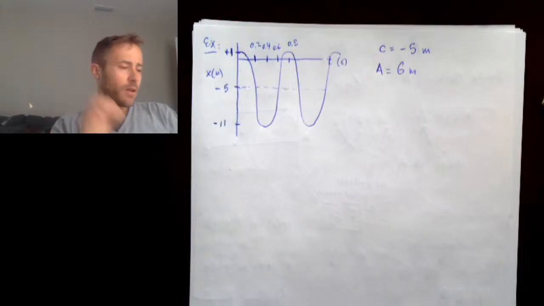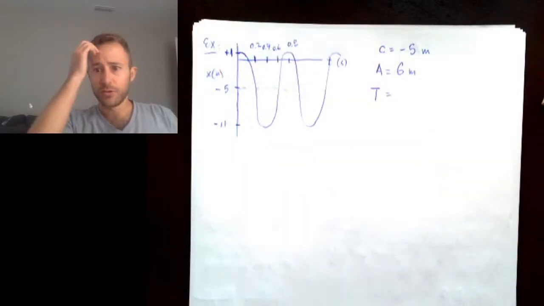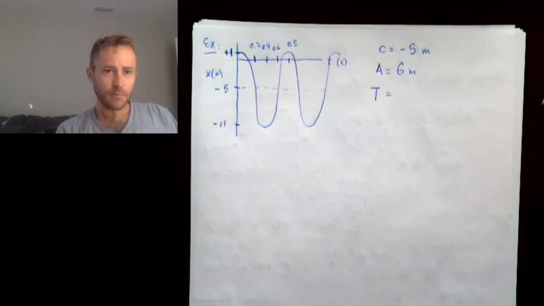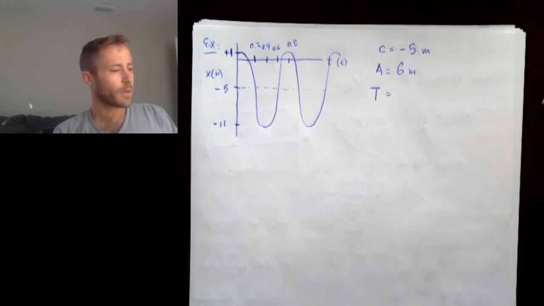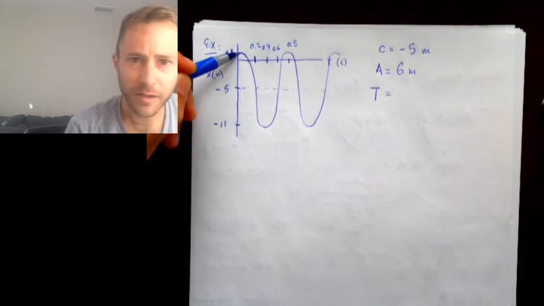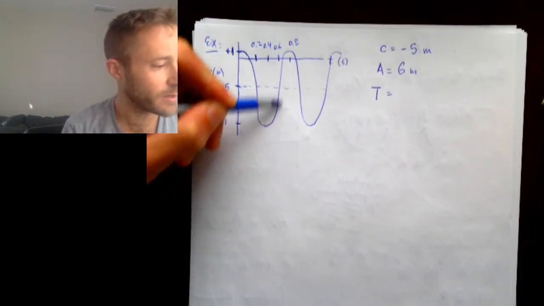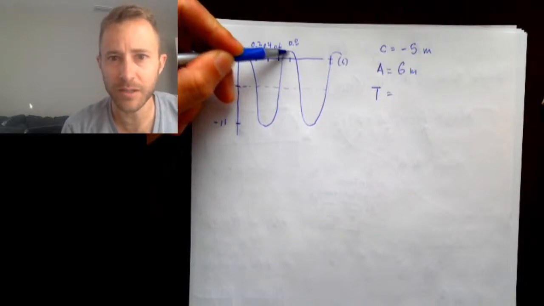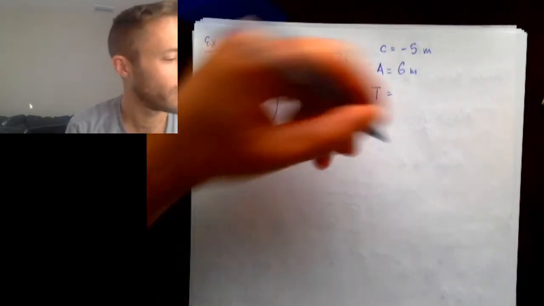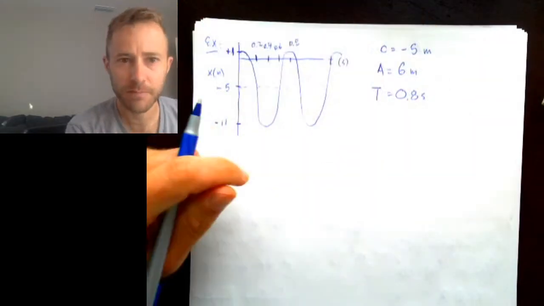Now we can figure out the period. We can see that it starts out on a peak. So when does it go back to a peak? It gets back to a peak in 0.8 seconds. So the period is 0.8 seconds.